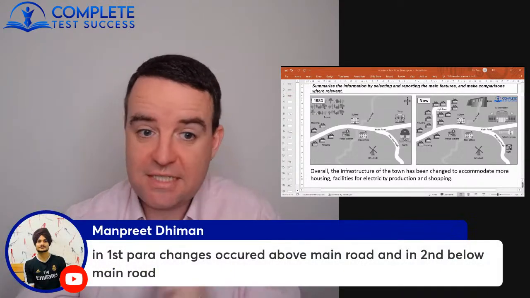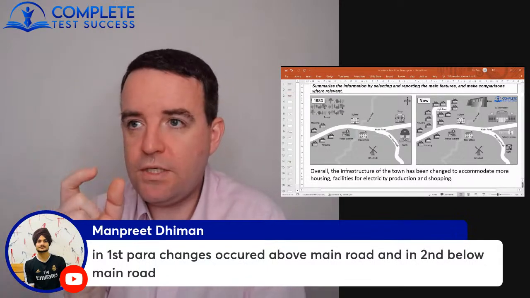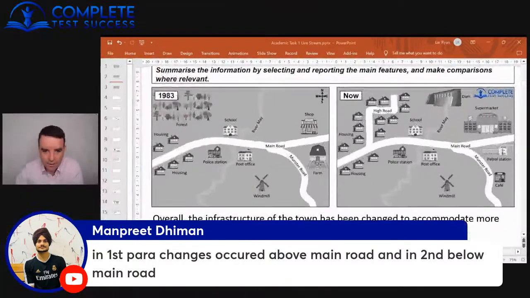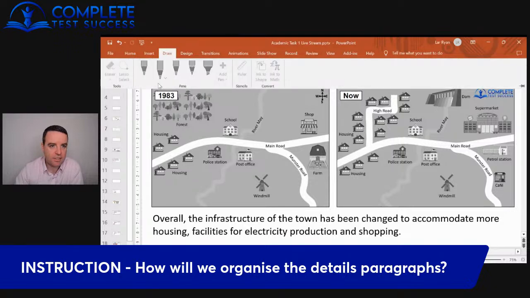But definitely Manpreet's is always my favorite because it just helps when you're describing the location. If you cut the map in half, let's have a look at this here now. If you cut the map in half, when you're describing the location, it gets a lot easier.